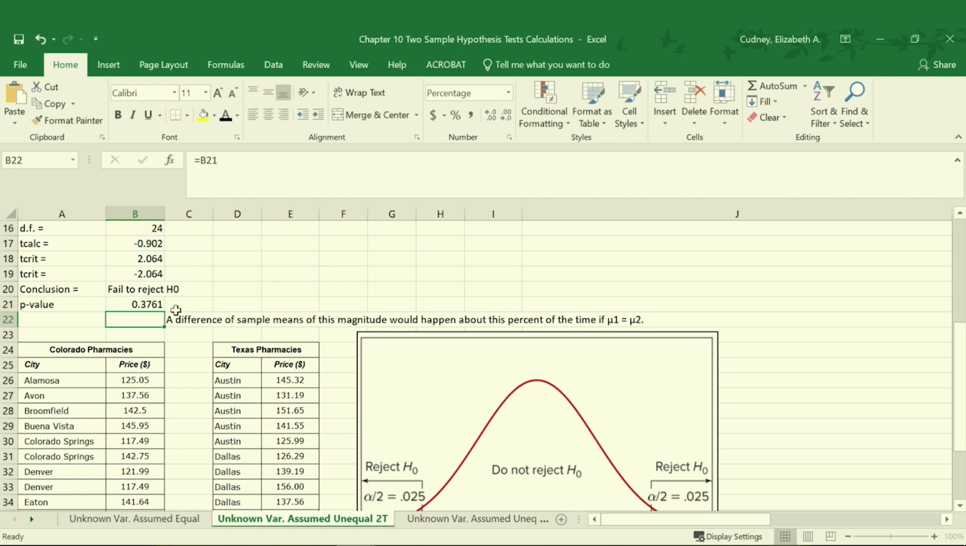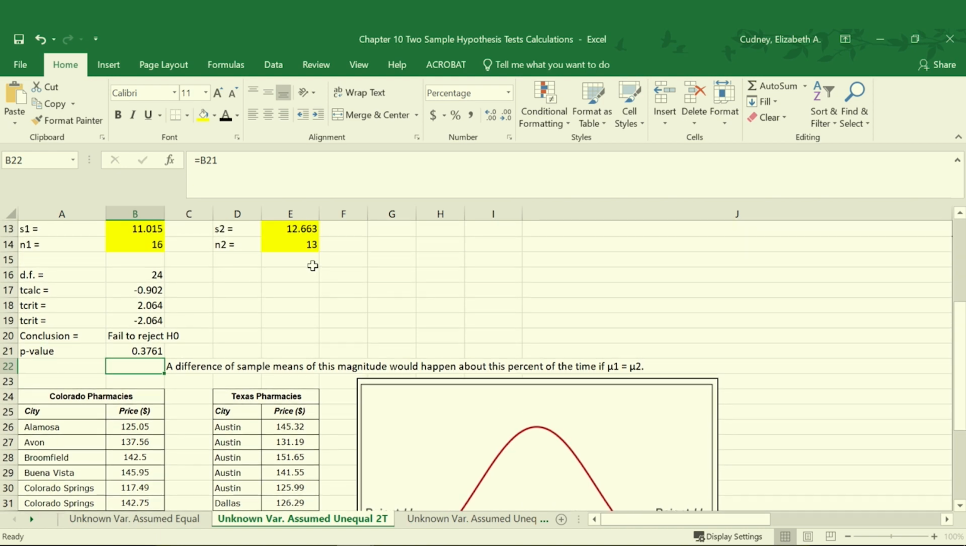So our p-value is 0.3761, which is considerably higher than our alpha value, so we don't have much confidence within our results. So we do still have the conclusion to fail to reject our null hypothesis, but the p-value is telling us that a difference of sample means of this magnitude would happen about 37% of the time if mu1 equals mu2, or the average price of Colorado pharmacies equals the average price of Texas pharmacies. So that is a lot to do within Excel.